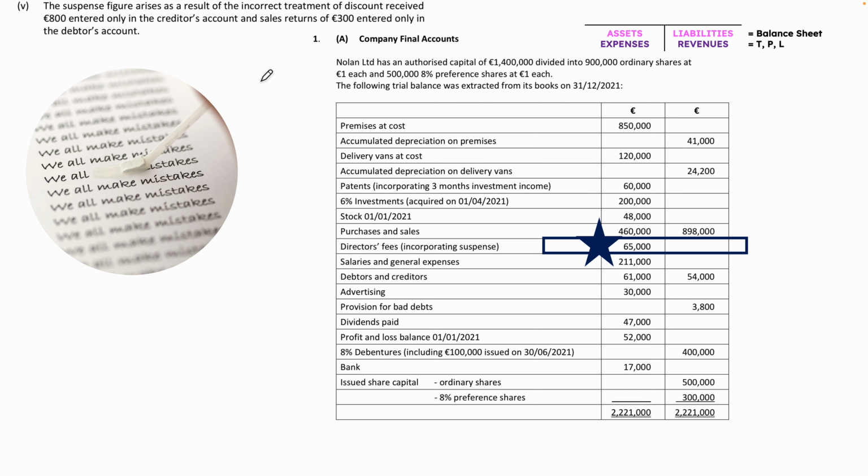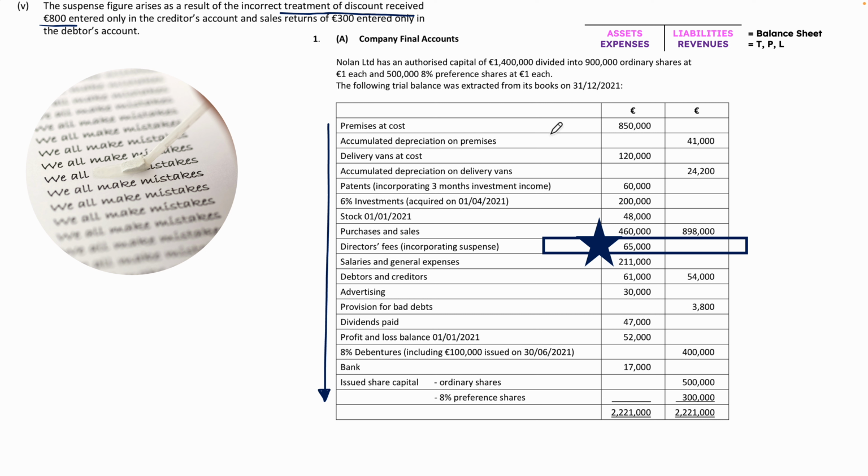So discount received entered only in the creditor's account. So what other account would discount received need to go into? Discount received would also need to go into a discount account. Now, if we're looking down through this trial balance, we're not seeing a discount account, right? So we're going to have to make one.